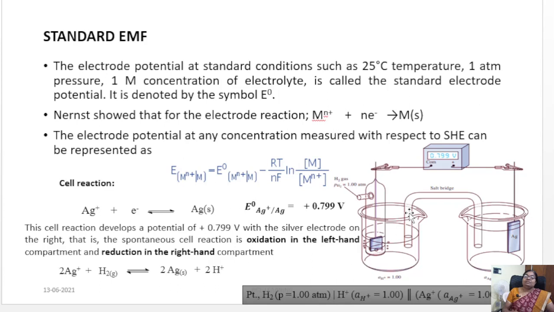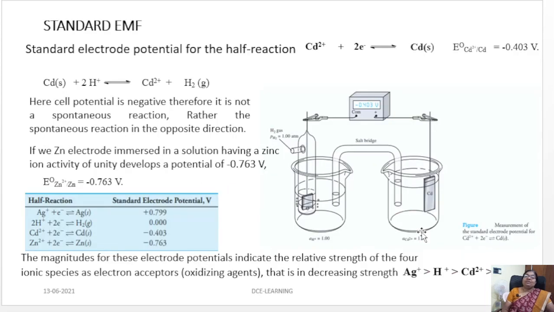So this is the flow of electrons, and therefore it reflects a positive cell EMF. If we replace silver with cadmium, then the same chemical reaction is reversible. Only if it is a reversible process do we call it spontaneous; otherwise it is not a spontaneous reaction. The EMF of the cell will be negative, minus 0.403, in the opposite direction of the cell.